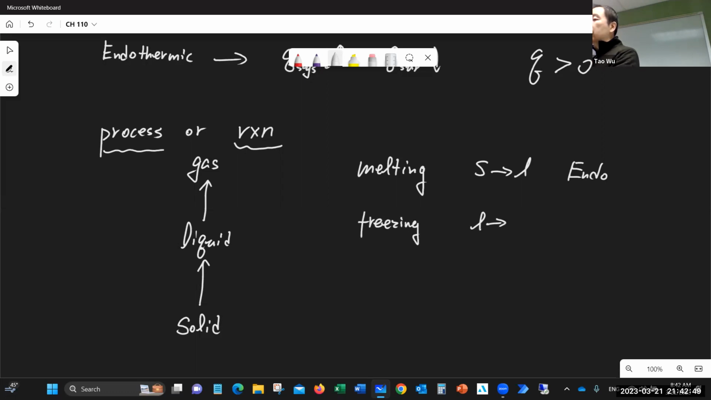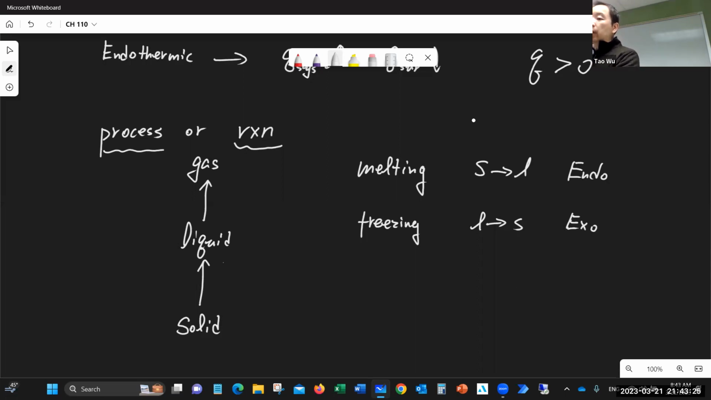Freezing is going to be exothermic. If going from solid to liquid is endothermic, then the opposite way, liquid to solid, has to be exothermic. The liquid has a higher temperature than the solid, so if the liquid goes back to the solid, it has to release the heat out. Otherwise, it's not going to freeze. That makes sense, right? So exothermic, endothermic.